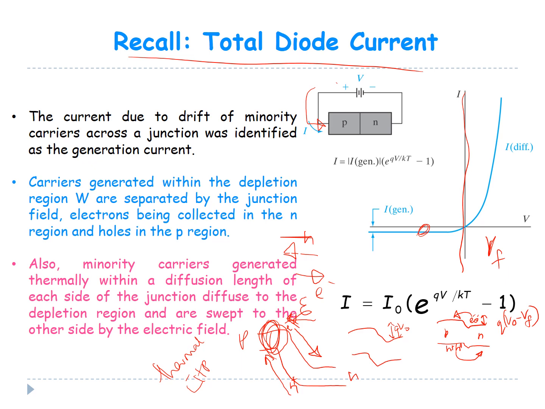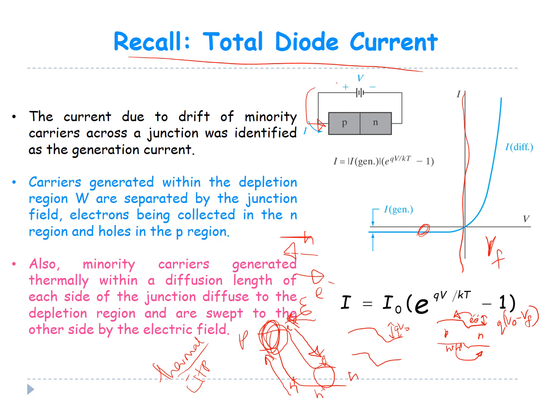And since this is equilibrium, the only way we can generate the electron hole pairs is thermally. So we've got thermal generation of electron hole pairs, and the same applies to the P side. You've got thermal generation of electron and hole pairs. So the holes that find their way to the depletion region are generated thermally in the N side, and the electrons that find their way to the depletion region are generated thermally in the P side.